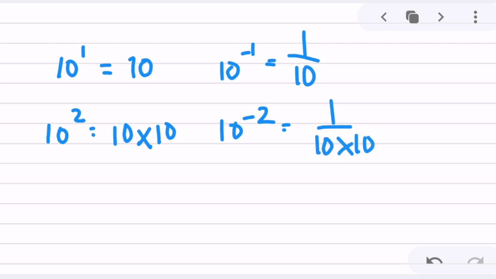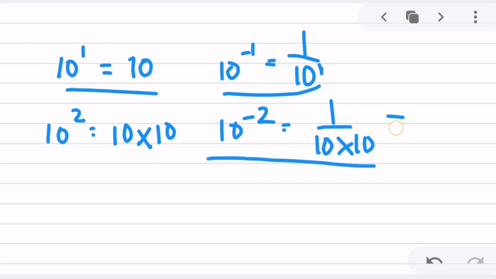And if you notice, there is something in common between the two expressions. 10 raised to negative 1 is the same as 10 raised to 1 in the sense that the negative 1 became positive, but now in the denominator. Same goes with 10 raised to negative 2. 10 times 10 can be simplified as 10 raised to positive 2. Our negative exponent became positive, but it is now in the denominator.